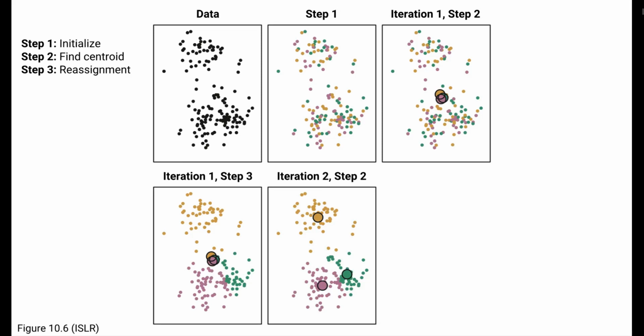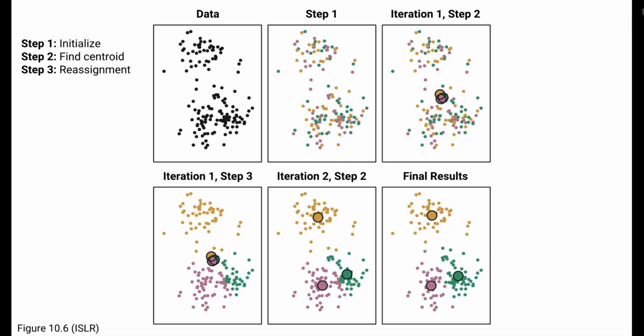So we repeat steps 2 and 3 in the next iteration. So in iteration 2, step 2 again, we refind the centroids. So now that we have reassigned all of the cases to the cluster with the nearest centroid, we recalculate the centroid. And we see that the centroids move closer to the natural cluster middles. So we repeat steps 2 and 3 until the cluster assignments stop changing very much. And our final results are shown here. We end up with a stable clustering of the orange cluster, the pink, and the green clusters.